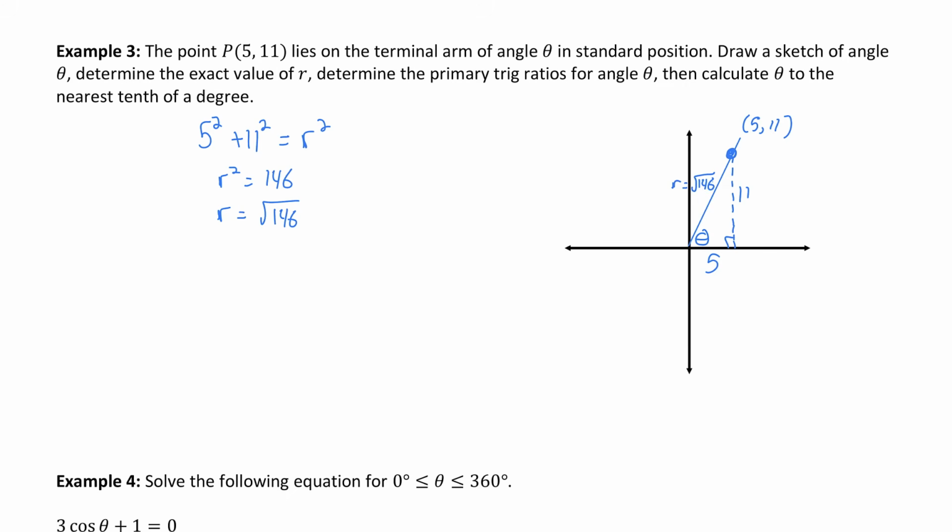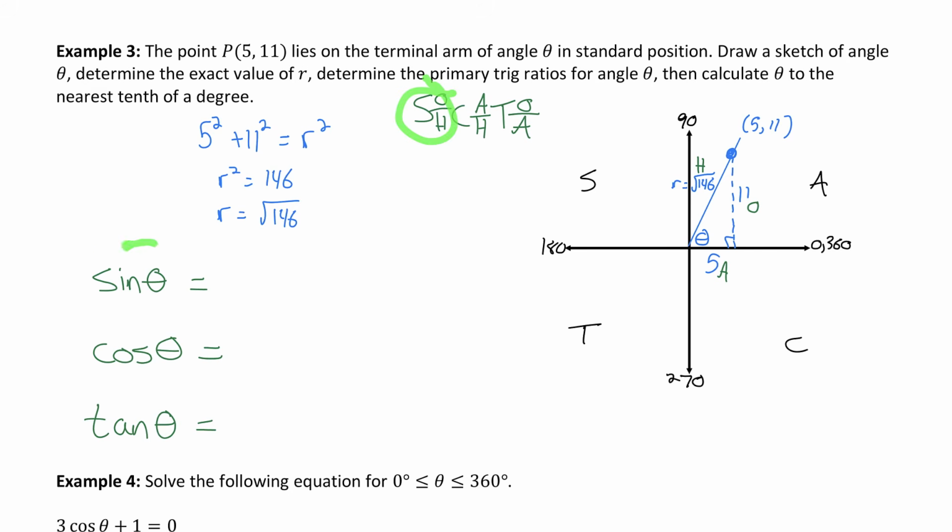Let me add some labels to the Cartesian grid. And now I should be able to write the primary trig ratios for angle theta using all the side lengths of this triangle. From angle theta, let me label the opposite, adjacent, and hypotenuse. And then using my knowledge of SOHCAHTOA, I'll write all three primary trig ratios for angle theta.